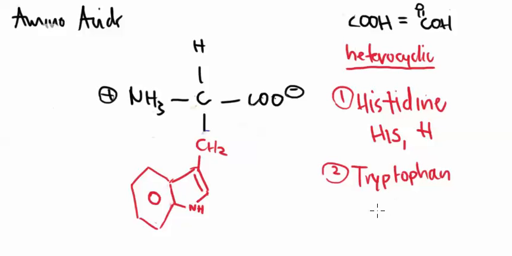Tryptophan's 3-letter abbreviation is TRP, and then the 1-letter abbreviation is W. How do I remember that tryptophan is a 1-letter abbreviation of W? Well, look, if I can draw the structure for tryptophan, I can kind of make a W out of this structure, right? I can kind of see the W there, and that's actually how I learned how to draw tryptophan. So I remembered tryptophan, I knew the 3-letter abbreviation was TRP, and then I knew the 1-letter abbreviation was a W.